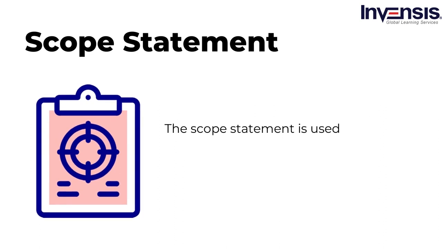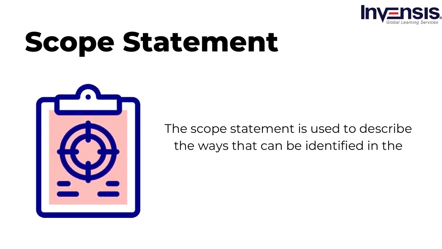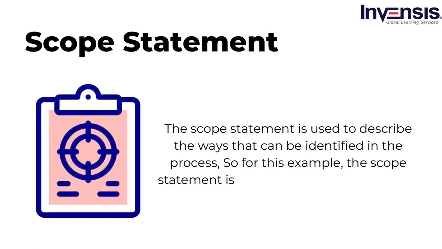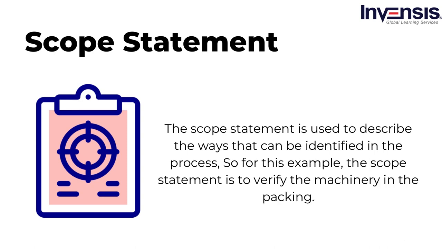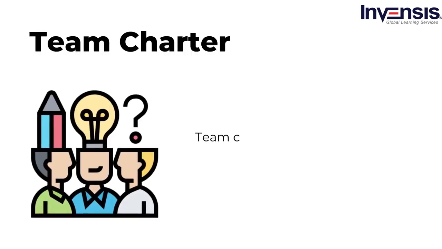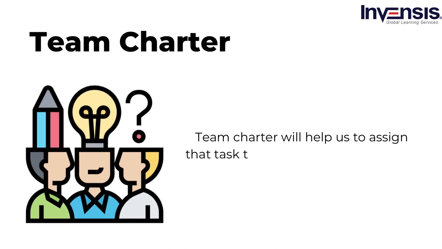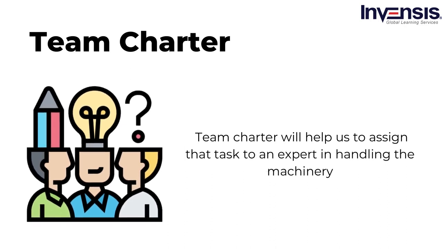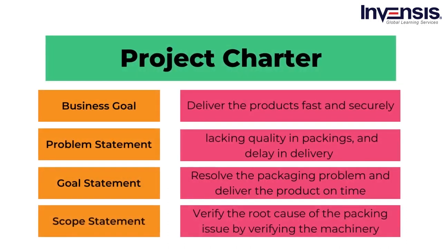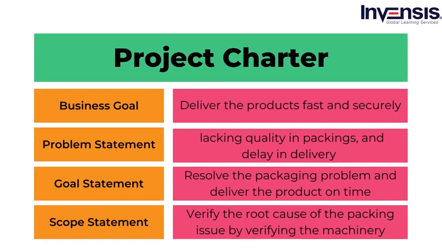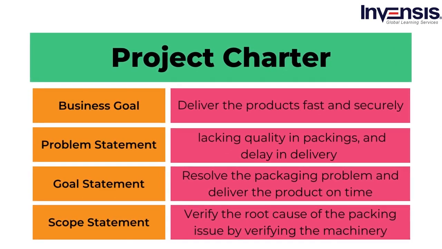Here the scope statement is used to describe the ways that can be identified in the process. So for this example, the scope statement is to verify the machinery in the packing. Then finally, the team charter will help us assign that task to an expert in handling the machinery. Thus, our project charter is ready, and this will be created by the project manager, as shown in the slide.